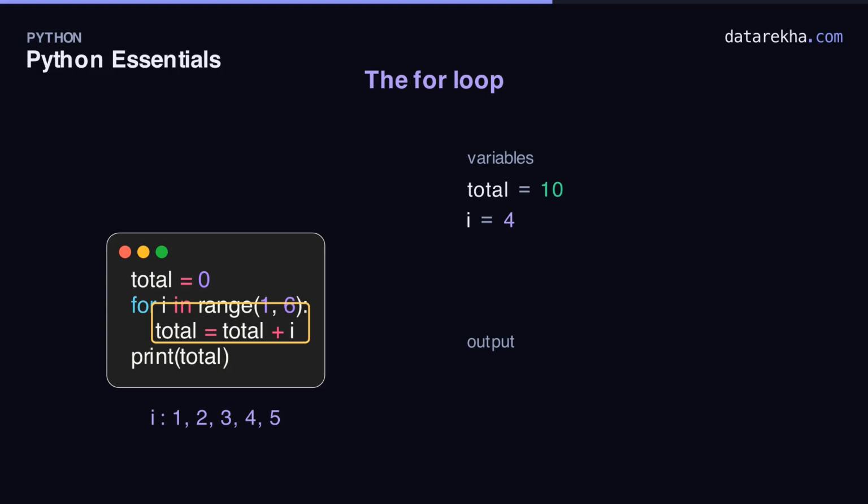6 plus 4 is 10. i is 5. Total plus i. 10 plus 5 is 15. Range is exhausted. So the loop ends and prints total. 15. You watched it climb 0, 1, 3, 6, 10, 15. That living panel is the best habit you can build for reading loops.